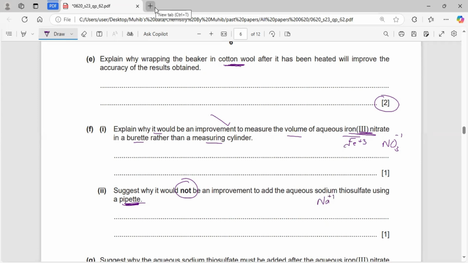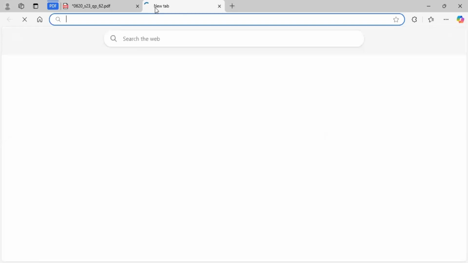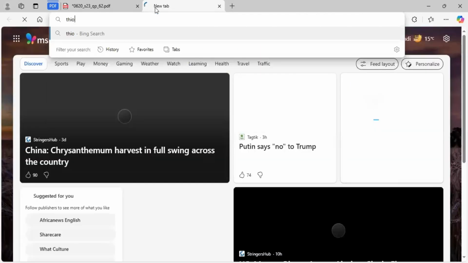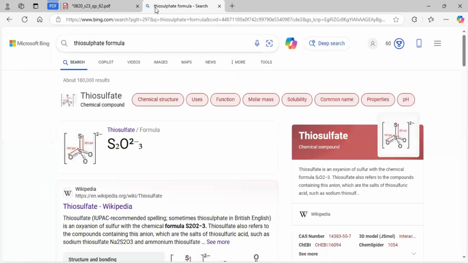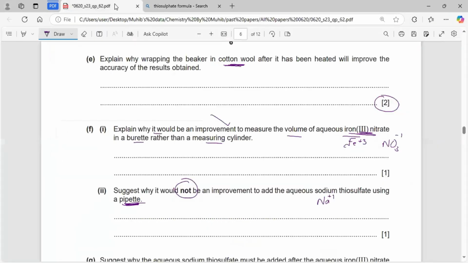Let me check. Sodium thiosulfate. I've forgotten, sorry about that. S2O3. This is it. Sodium thiosulfate, S2O3 minus 2.